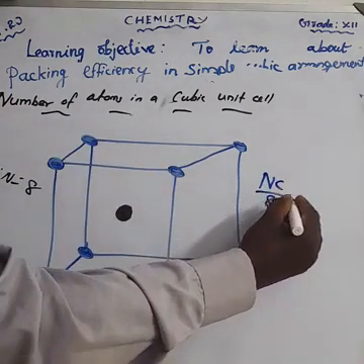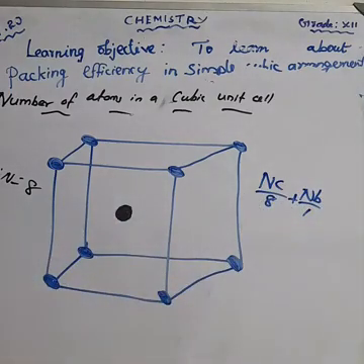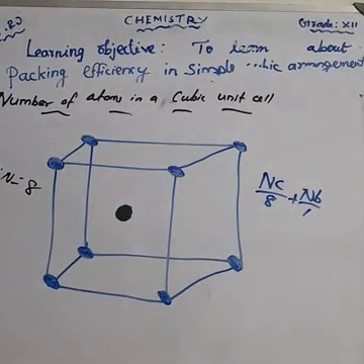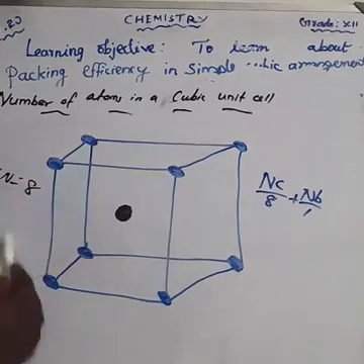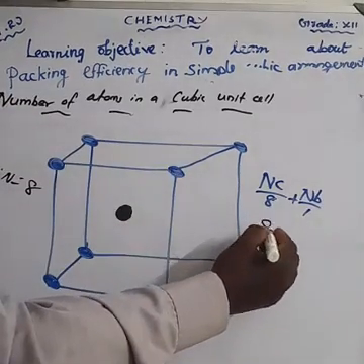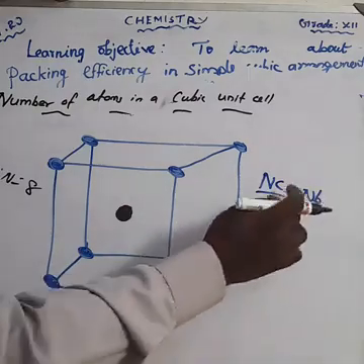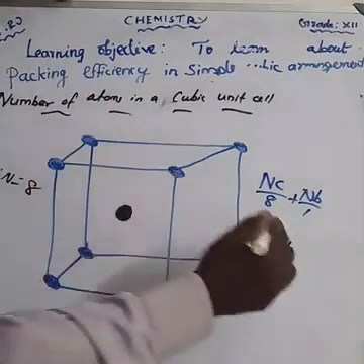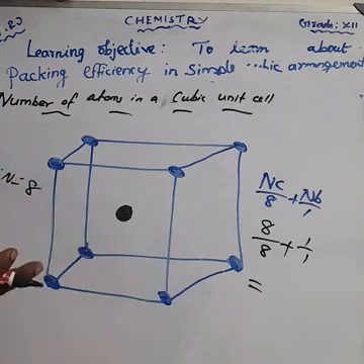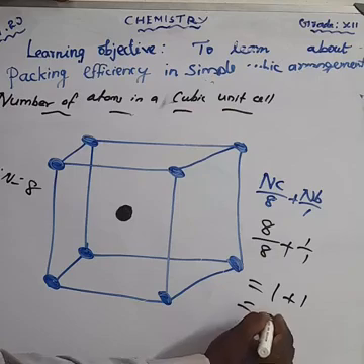NC divided by 8 plus NB divided by 1. Okay? Here, what is NC? NC means number of corners. Don't forget, NC means number of corners. Number of corners is 8 by 8 plus number of body. Number of body how much? 1. 1 by 1. So what is the answer? 8 by 8 is equal to 1. 1 plus 1 by 1 is equal to 2.